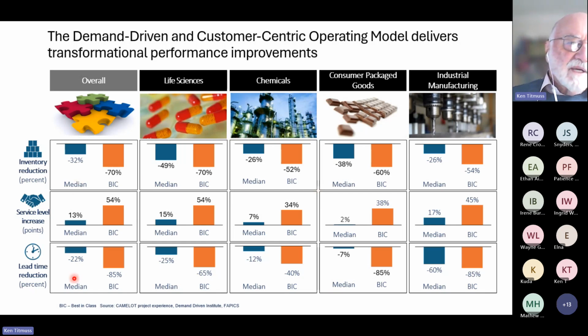Overall, they found, Camelot, when they did the research, that those companies that have been implementing reduced their inventories by minus 32%. Okay. And the best was minus 70%. But I think the most important thing about DDMRP is improving your customer service. And on average, people were going up 13%. Best in class, going up 54%. And lead time reduction as well, minus 22%. On average, 85% best in class. And those are overall figures.